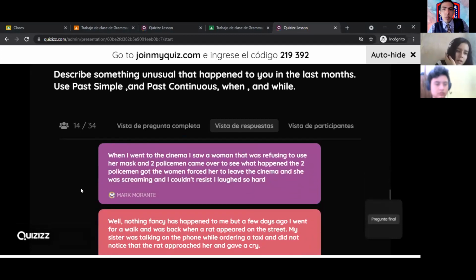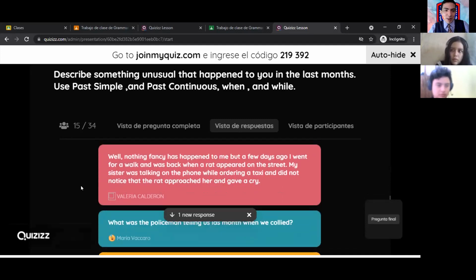Mark says, when I went to the cinema, I saw a woman that was refusing to use her mask, and 2 policemen came over to see what happened. The 2 policemen got the woman, forced her to leave the cinema, and she was screaming. I couldn't resist. I laughed so hard. Okay, well, let's go to Miss Calderon.